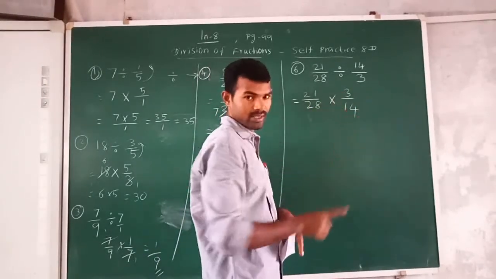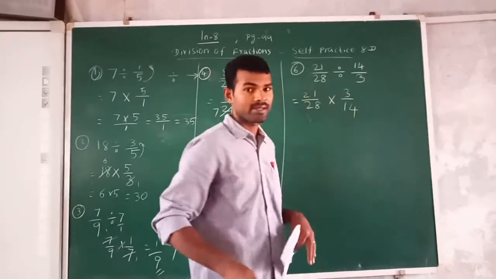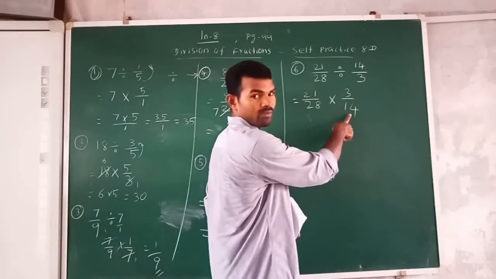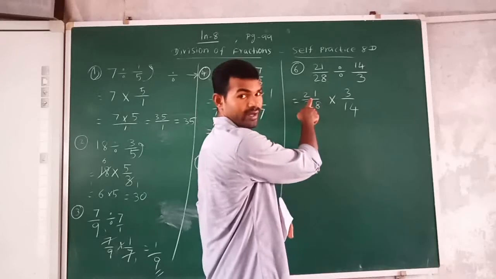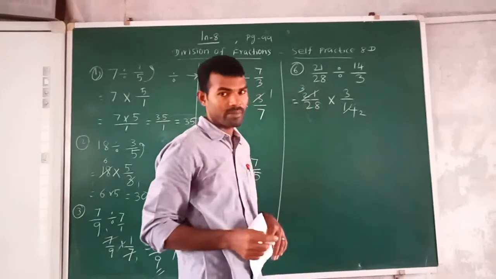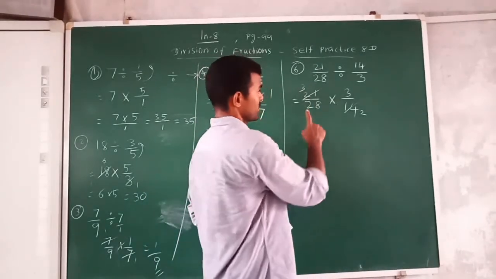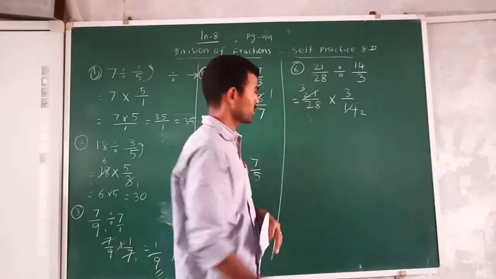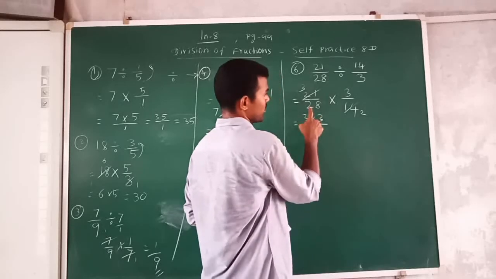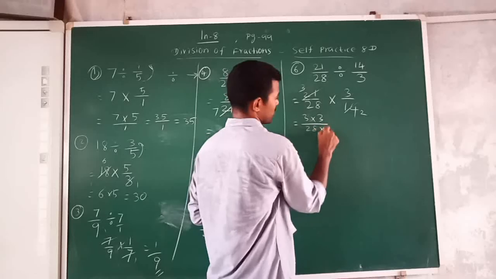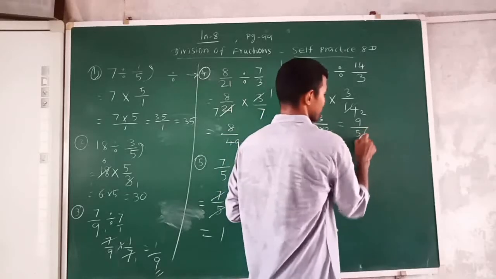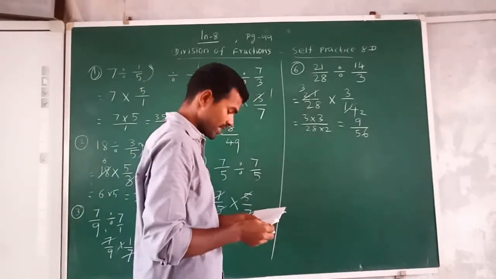28 and 3: any common factor? No. 21 and 14: is there any common factor? Yes, 7 is the common factor. 14 you can divide 2 times, and 21 3 times. So divide by 7. Then any common factor you can cancel? No. So 3 multiplied by 3, and 28 multiplied by 2. 3 threes are 9. 28 multiplied by 2 is 56. So 9 by 56 is the answer.